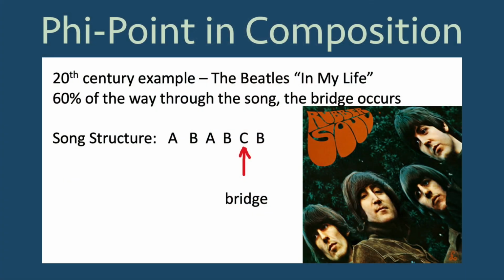However, even modern compositions could be influenced by the idea of a climactic moment happening 62% of the way through the song. For example, the Beatles' In My Life is 146 seconds long, and the bridge happens at 88 seconds. When we divide 88 by 146, we get 60%, which is almost the phi point of the song.